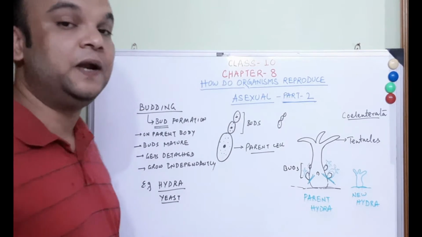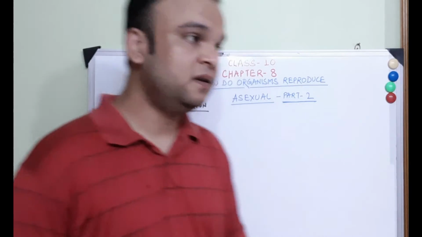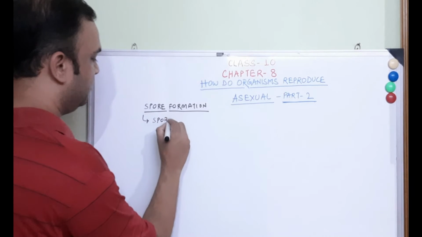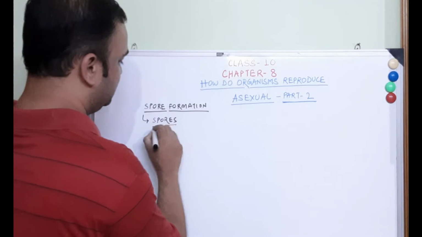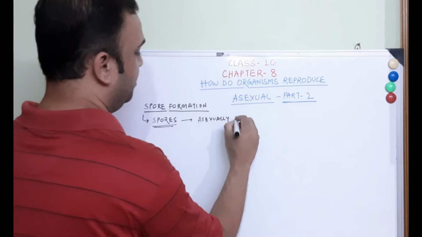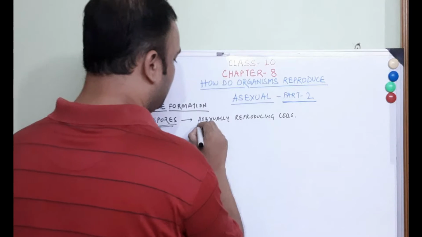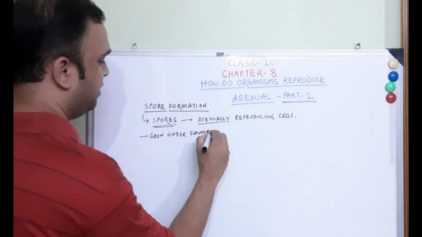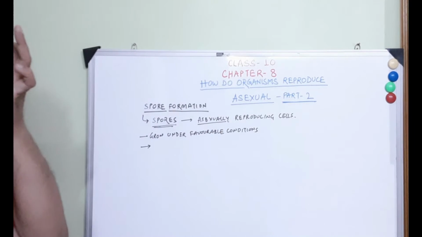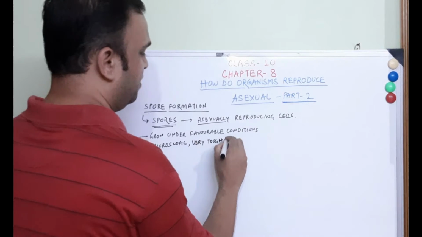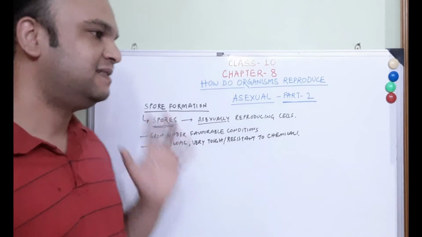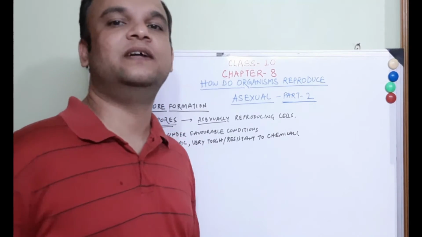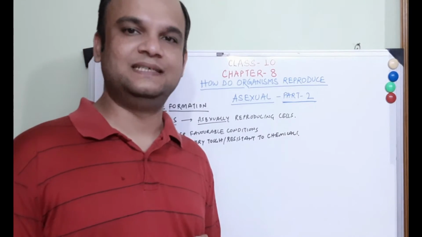Okay, let's proceed further into spore formation. Whenever we are talking about the spore formation method, we are going to talk about spores. What are these spores? They are asexually reproducing cells. They can grow into a new individual on their own under favorable conditions. They are microscopic and very tough, resistant to chemicals, so that they do not get damaged very easily, right?